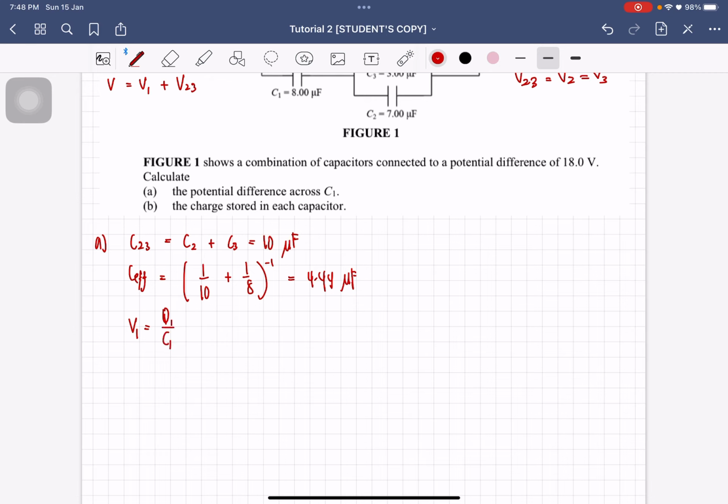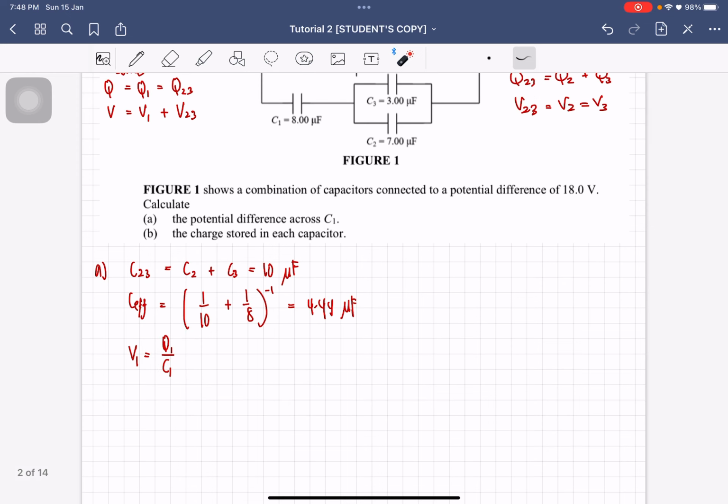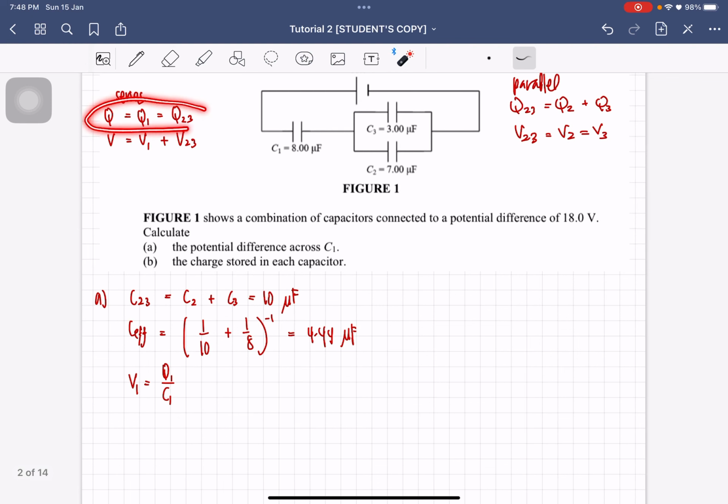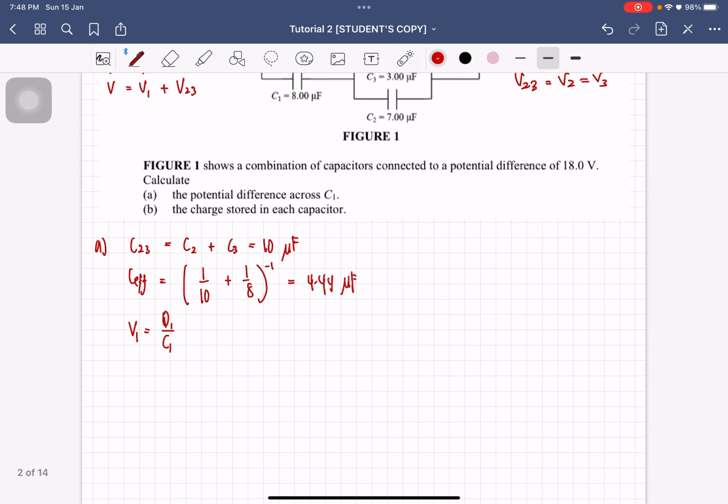Then to find V1, we can use the equation V1 equals Q1 over C1. We already have C1, we just need to find the charge on capacitor 1. Since we know that the total charge should be equal to the charge on capacitor 1 as well, we can find the total charge first. We use the effective capacitance: this is CV. This gives us the total charge across the circuit, which will then be equal to the charge in capacitor 1.